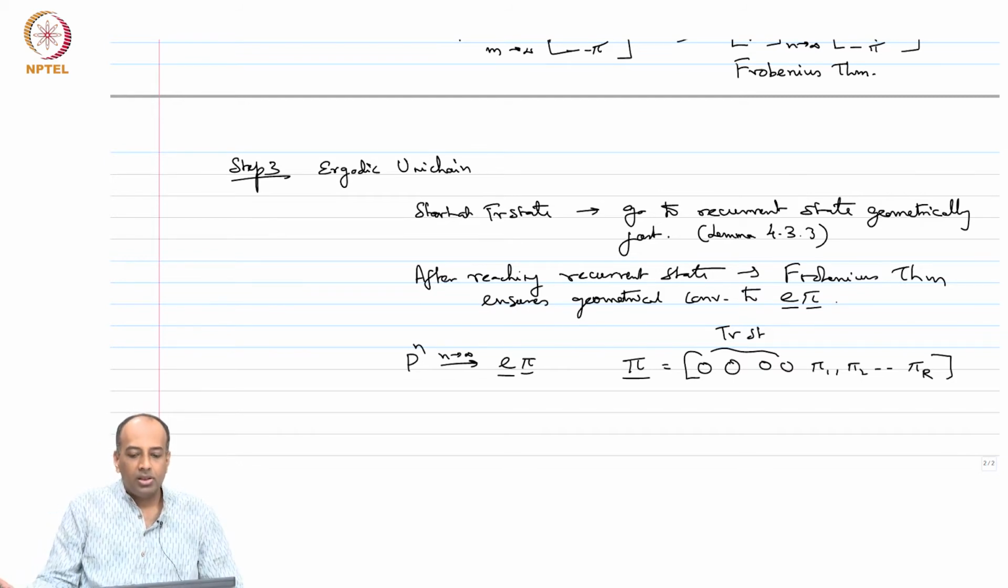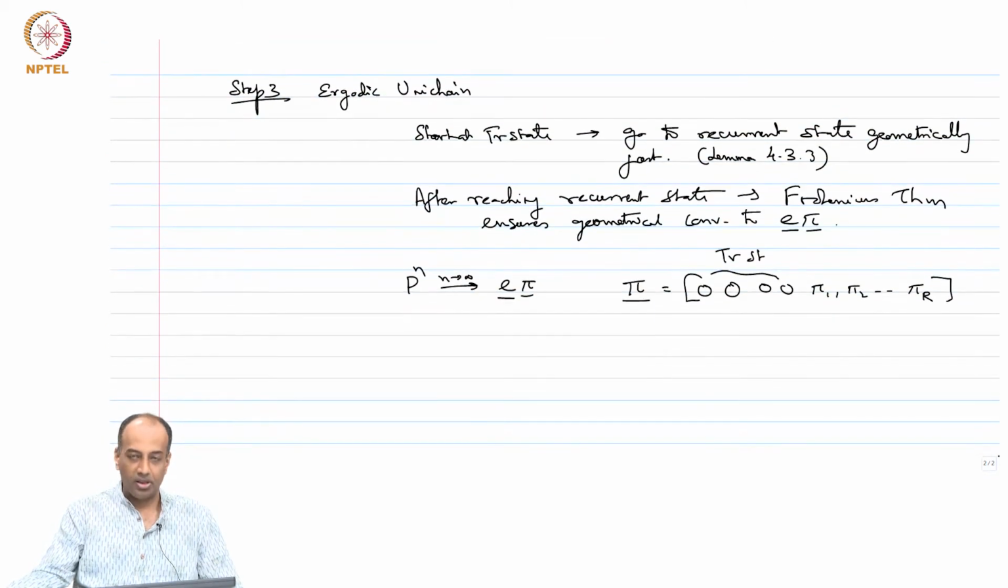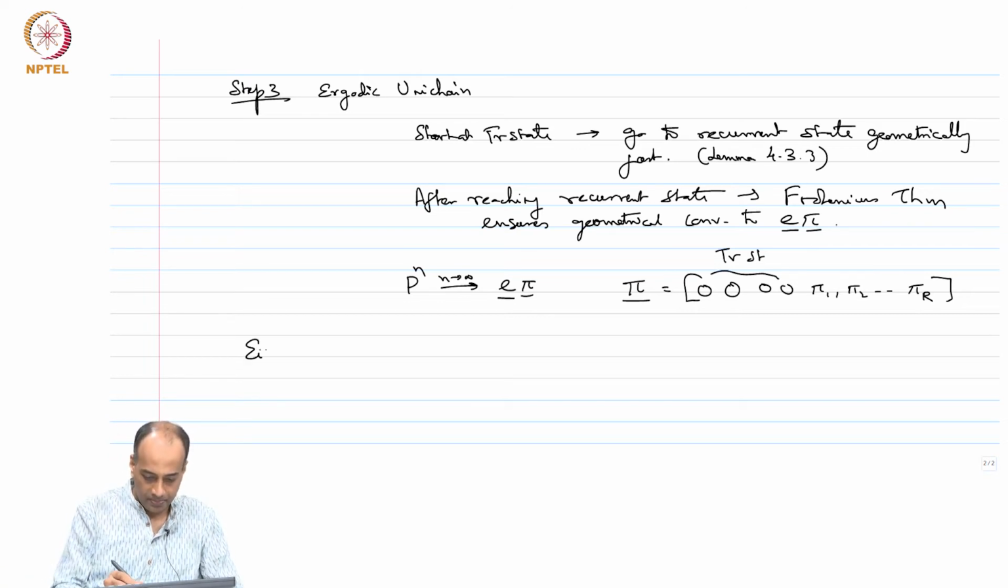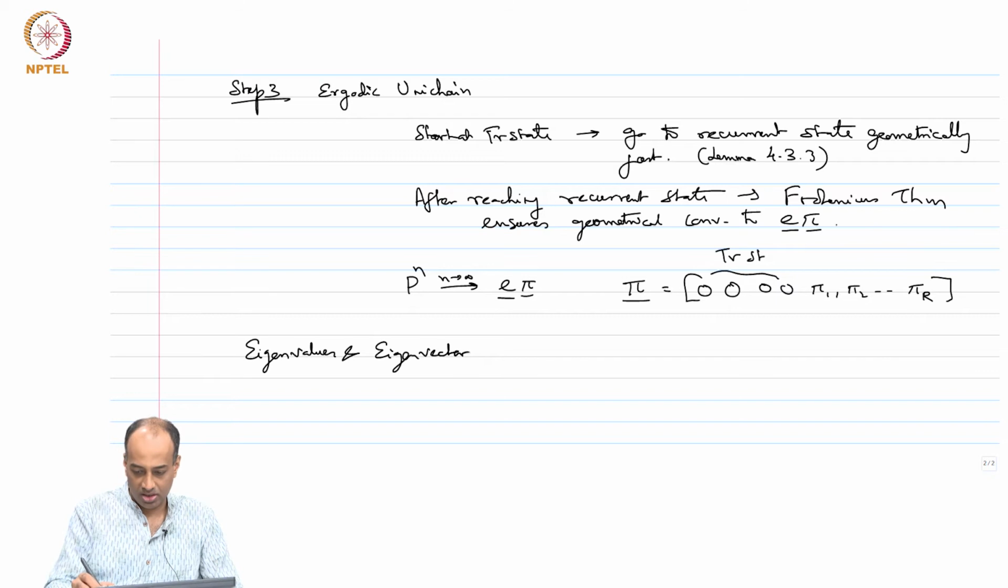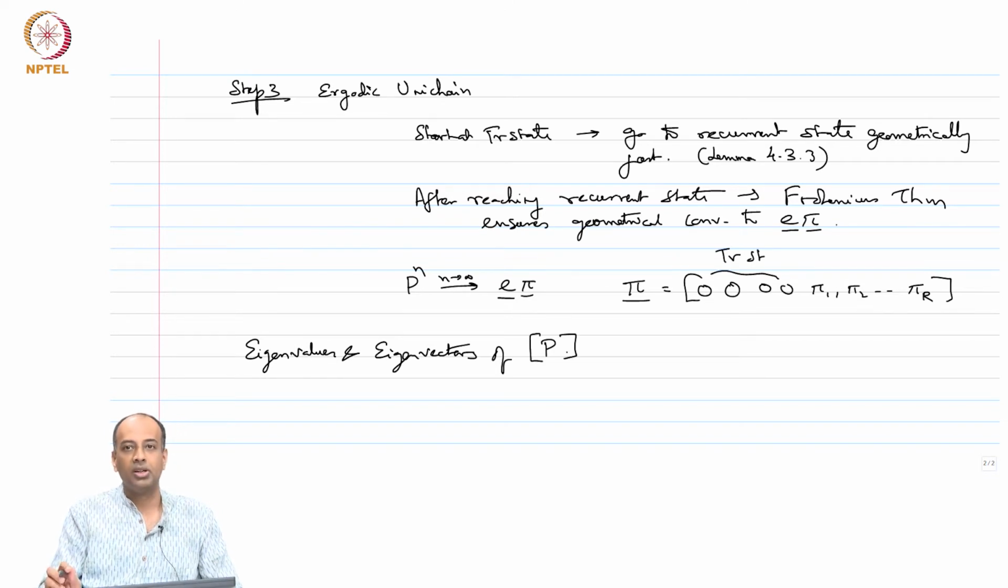Now, this was just a recap. In this lecture, we will take a closer look and get a closer understanding of how this convergence happens by looking at the eigenvalues and eigenvectors of stochastic matrices. A stochastic matrix is simply the transition matrix of a finite state DTMC.